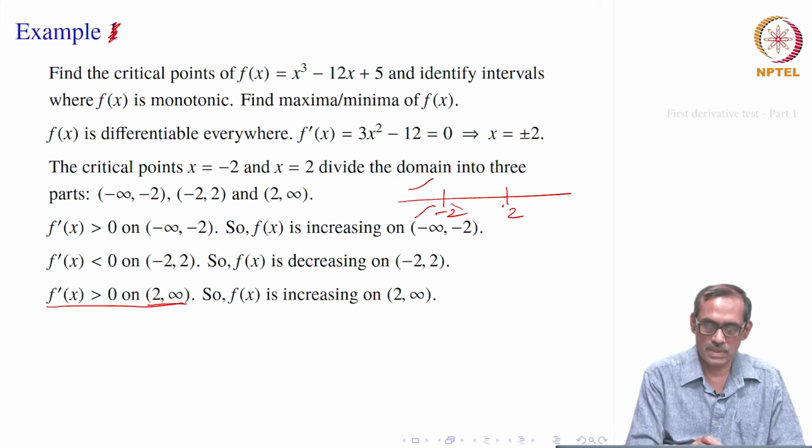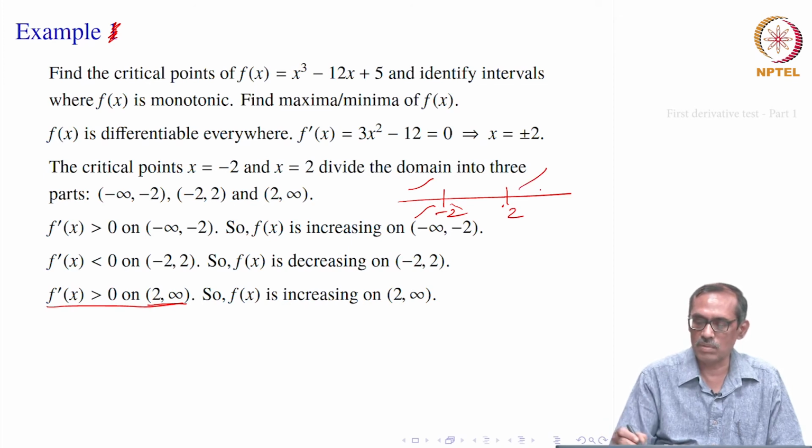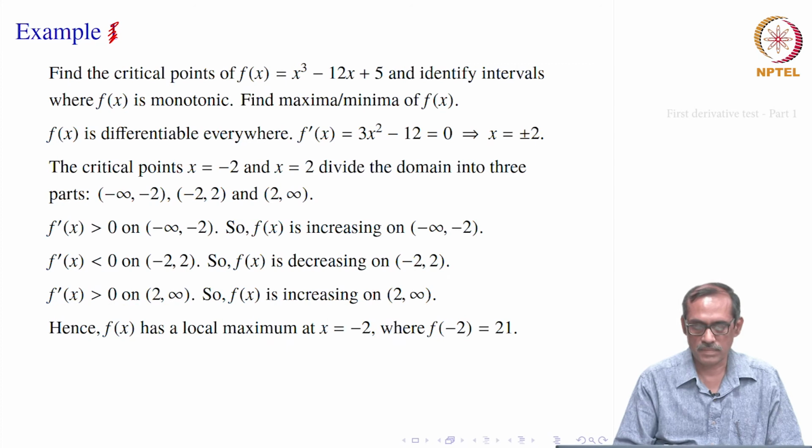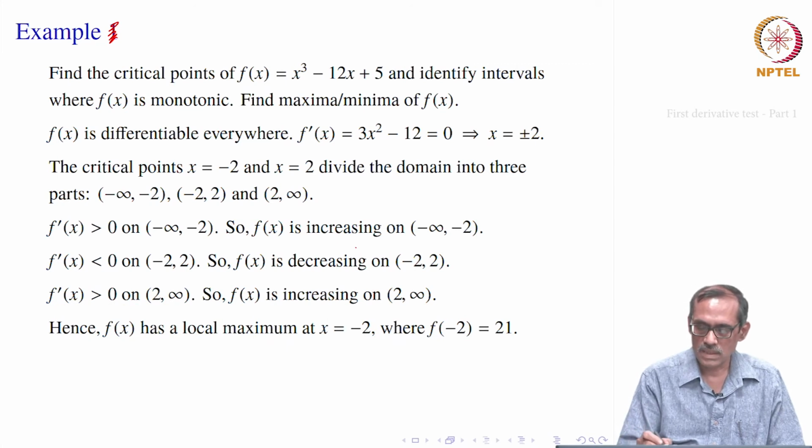Then what happens? For f, f is increasing on 2 to infinity, again it will look something like this. That is how it looks: increasing on minus infinity to minus 2, decreasing on minus 2 to 2, and increasing from 2 to infinity. So, that means it is increasing on minus infinity to minus 2, and then it is decreasing from minus 2 to 2.